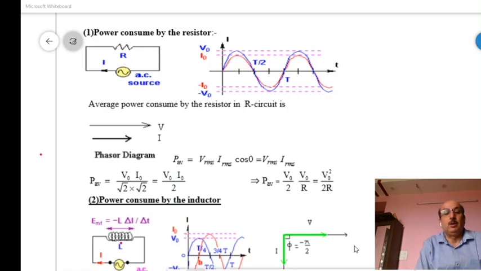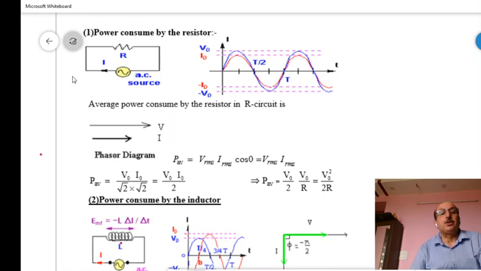Hello, today we will discuss the power consumed by a resistor. Here we have a resistance and the AC source.